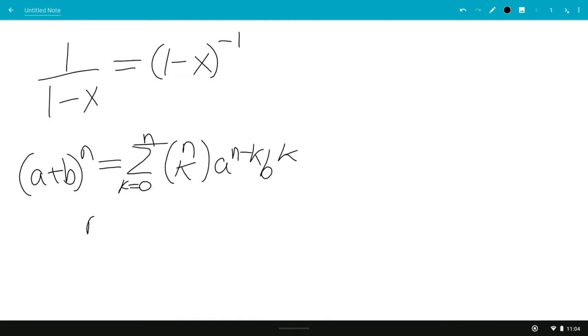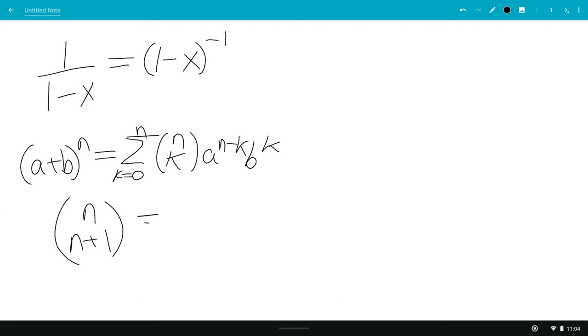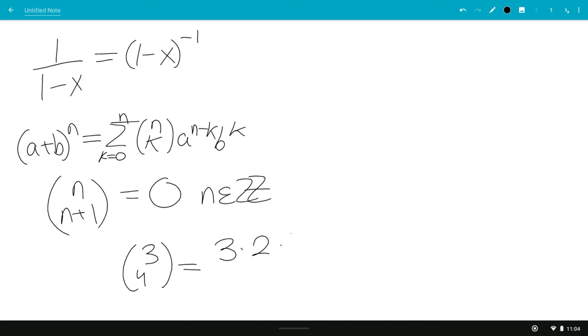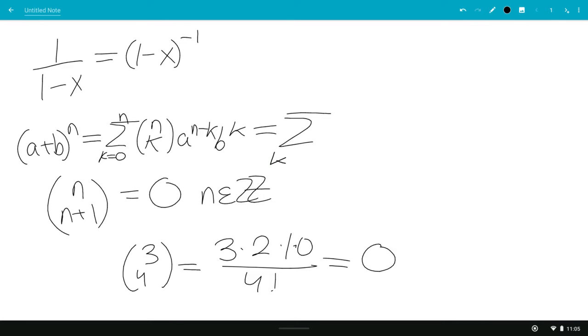Now if we look at n choose n plus 1, so a value of k bigger than n, this will be 0 when n is an integer. So you can look at 3 choose 4, as we need 4 values on the top. We keep subtracting, so it'll be 3 times 2 times 1 times 0 over 4 factorial, and this will be 0. So we can rewrite this as this sum plus the other sum, but that sum is 0, so we can write that to infinity of n choose k, a to the n minus k, b to the k.